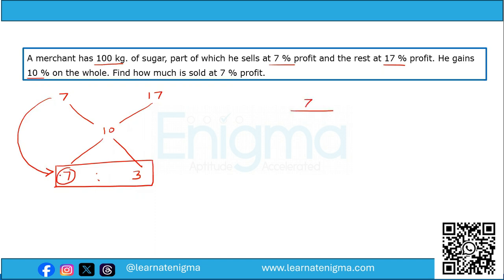So 7 upon 7 plus 3, that is 10, into the total quantity, that is 100. That gives us our answer, 70 kgs. So 70 kgs is sold at 7% profit. The remaining, that is 30 kg, is sold at 17% profit.